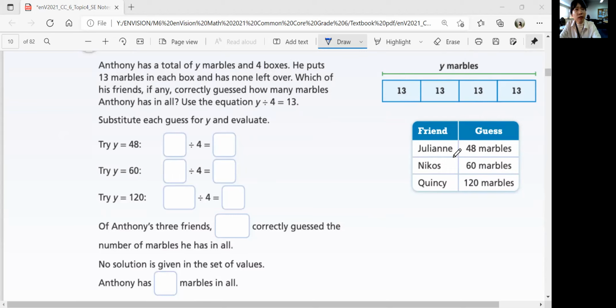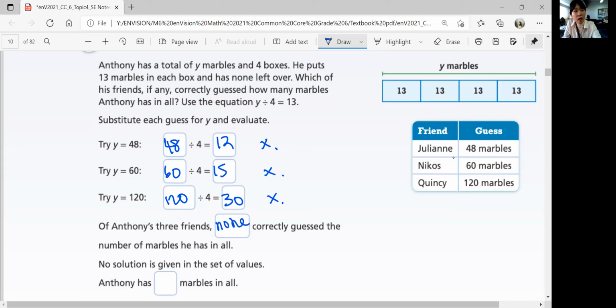So Julianne guesses 48. Is 48 divided by 4 equal to 13? It's 12, so not a solution. Okay, what about 60 marbles? 60 divided by 4 is 15. It's not 13, so not a solution. 120 divided by 4 is 30, which is not a solution either. Of Anthony's 3 friends, who guessed it correctly? None correctly guessed the number of marbles he has in all. No solution is given in the set of values. What is the correct number? Anthony has 52 marbles in all.